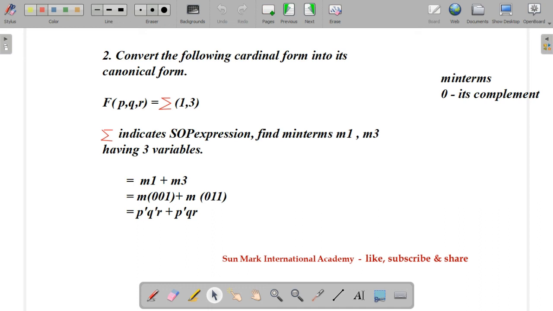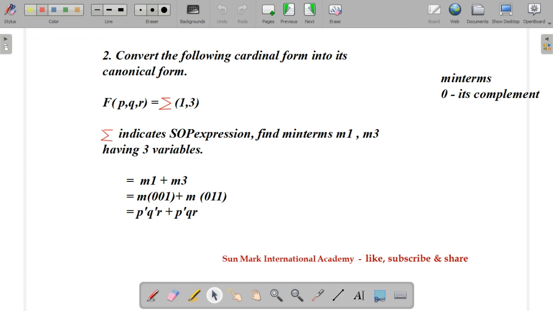The second one: convert the following cardinal form into its canonical form. The given question is f of PQR equal to sigma of 1, 3, a function having three variables PQR equal to sigma of 1, 3. Sigma is indicated by an SOP expression. So we can understand SOP means the terms are min terms, and 1 and 3 are the designation numbers. So we can write min terms as subscript small m, M1 and M3. M1 plus M3, because that is sum of products.